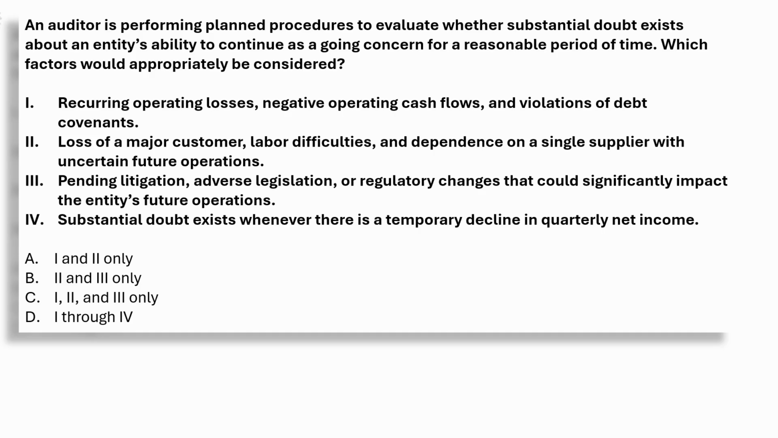Yes, these are external factors that could severely impair operations or solvency. Statement 4. Substantial doubt exists whenever there's a temporary decline in quarterly net income. No, a temporary dip in profits doesn't automatically create substantial doubt.